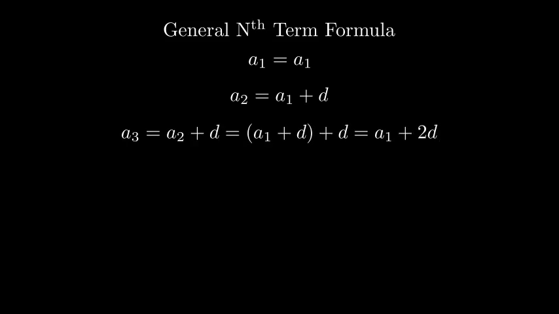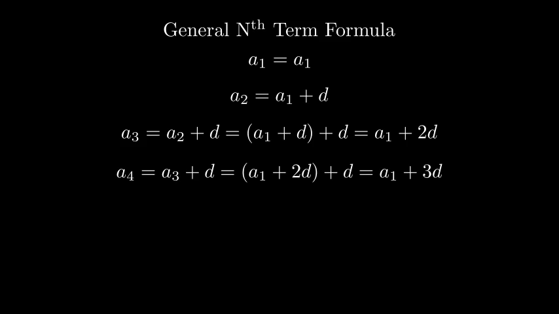Let's think about how each term is constructed. The first term is just itself, which we call a sub 1. A sub 1 is our starting point. The second term, a sub 2, is the first term plus one common difference. The third term, a sub 3, is the second term plus d, which is the same as the first term plus two common differences. And the fourth term is the first term plus three common differences. Do you see the pattern? The number of differences we add is always one less than the term number.